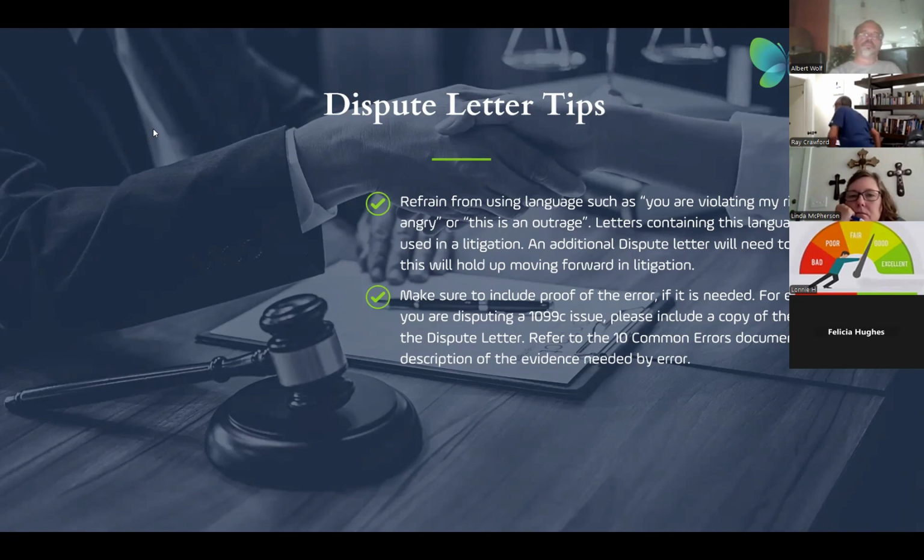But even if you mess that up, it can be a learning thing and you can do it properly the next time. But since you are at this class, you won't do that. So make sure you include proof of the error if it's needed. And like I said, I have that playbook that has all the little things that are needed for each one. If you're disputing a 1099-C issue, which is when they issue you a tax write-off for the company, you'll need to include the copy of that for the dispute letters.